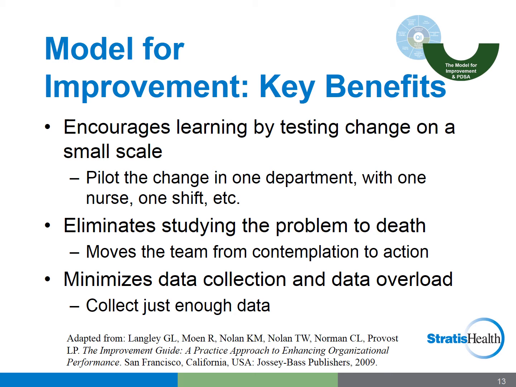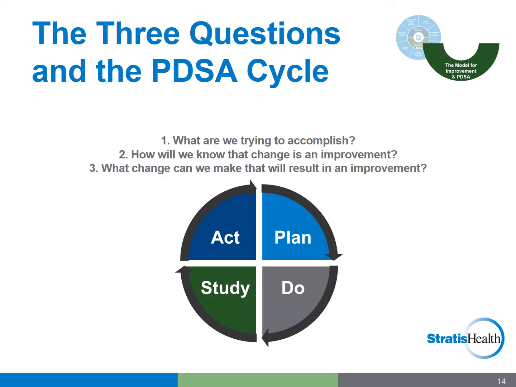It eliminates studying the problem to death and moves the team from contemplation to action, and it's easier to do this based on a small scale initial focus. It also minimizes data collection and data overload. You'll learn in the Using Data module that it's best to collect just enough data to avoid suffering from analysis paralysis. The model for improvement is elegant in its simplicity by asking 3 questions to drive 3 key steps.